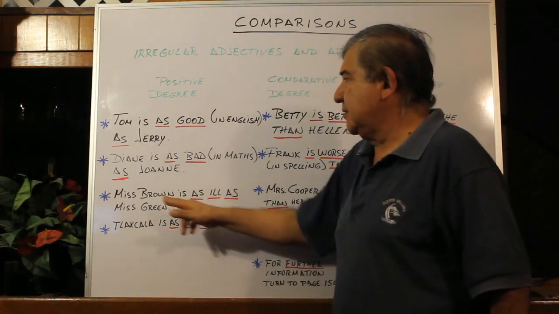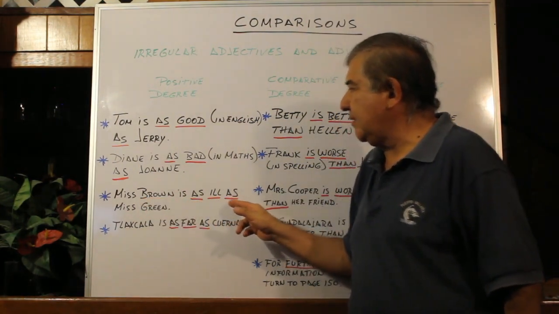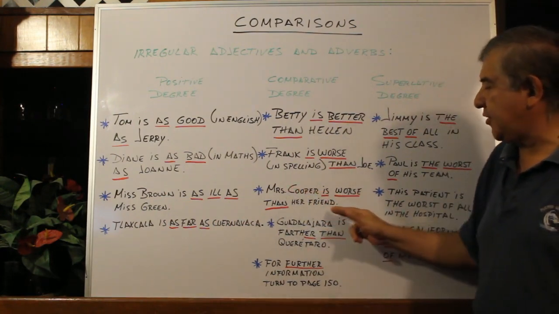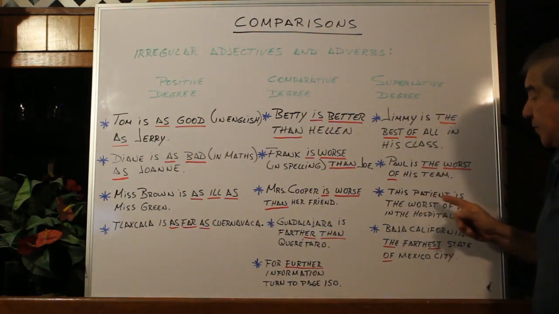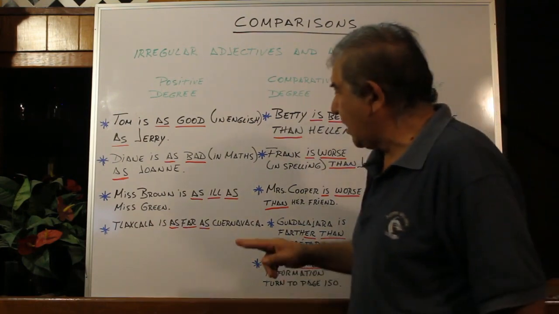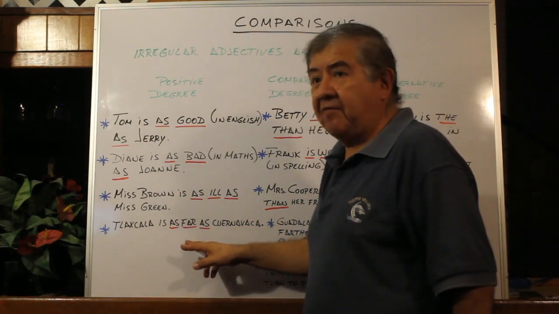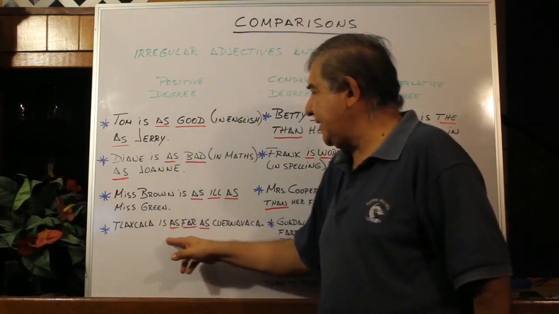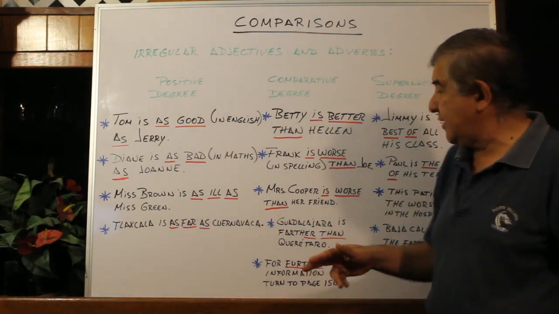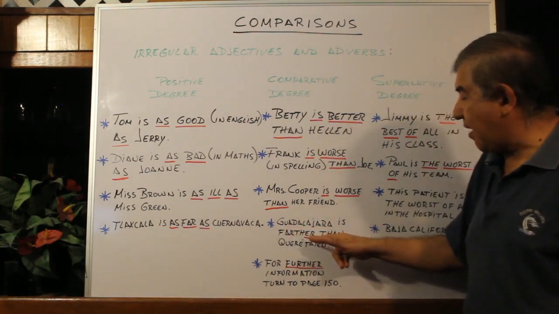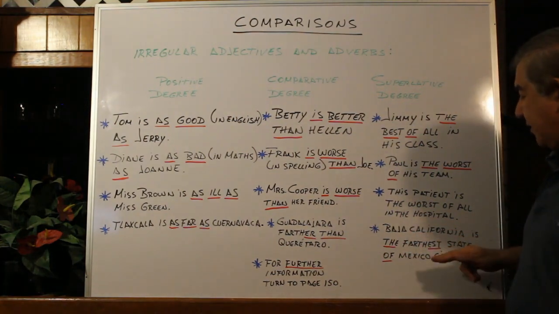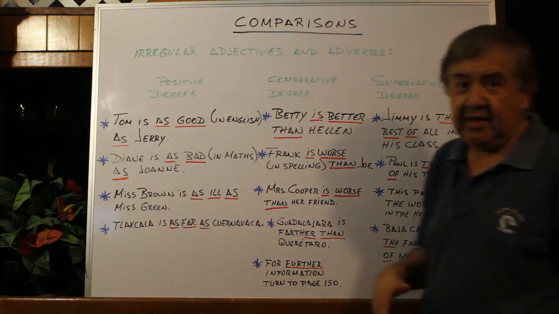Using the adjective ill, we have Miss Brown is as ill as Miss Green. Mrs. Cooper is worse than her friend. But this patient is the worst of all in the hospital. Using the adjective far, Tlaxcala is as far as Cuernavaca. We are talking about distance. Guadalajara is farther than Querétaro. And Baja California is the farthest state of Mexico City.